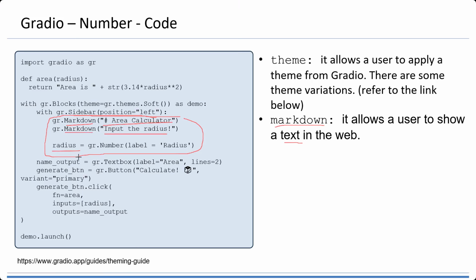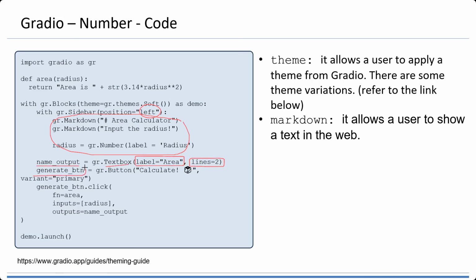And the radius is a variable. It will be a result from the input from Gradio, which is a number, and the label is radius. So this is the item. These are the items on the left sidebar. After we have the left sidebar, now we need to define the output. The output is a text box, and let's write the label as area, and let's just put the lines too.